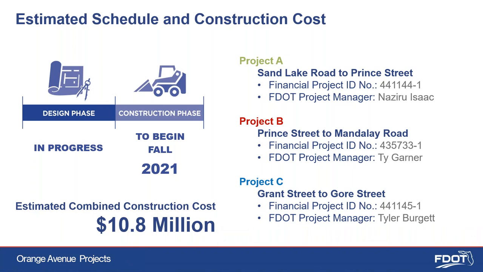All three of the projects that Eric mentioned earlier are currently in the design phase. Following the design phase, the construction of projects A, B, and C are planned to be conducted together. The construction phase is currently scheduled to begin in the fall of 2021. The combined construction cost for all three projects is estimated at $10.8 million. These improvements will be constructed entirely within the existing right-of-way and therefore will not require property acquisition.